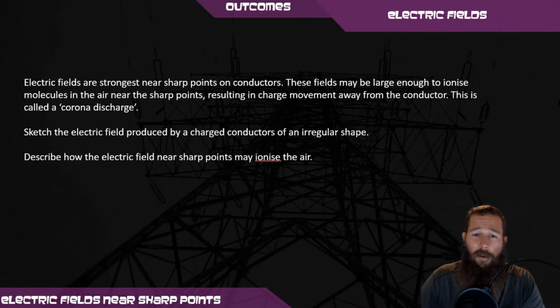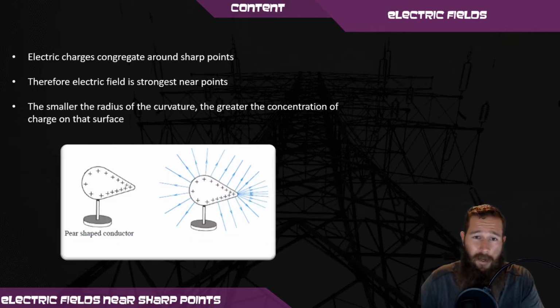Alright, corona's not going away just yet, but in this video we're going to talk about corona discharge and electric fields at sharp points. When we have a conductor in the shape of a pear as seen in the diagram, one end of the pear is considered to have a sharper point than the other, and electric charges congregate around these sharp points. So there's more electrons around that area and the electric field is stronger at the sharp point.